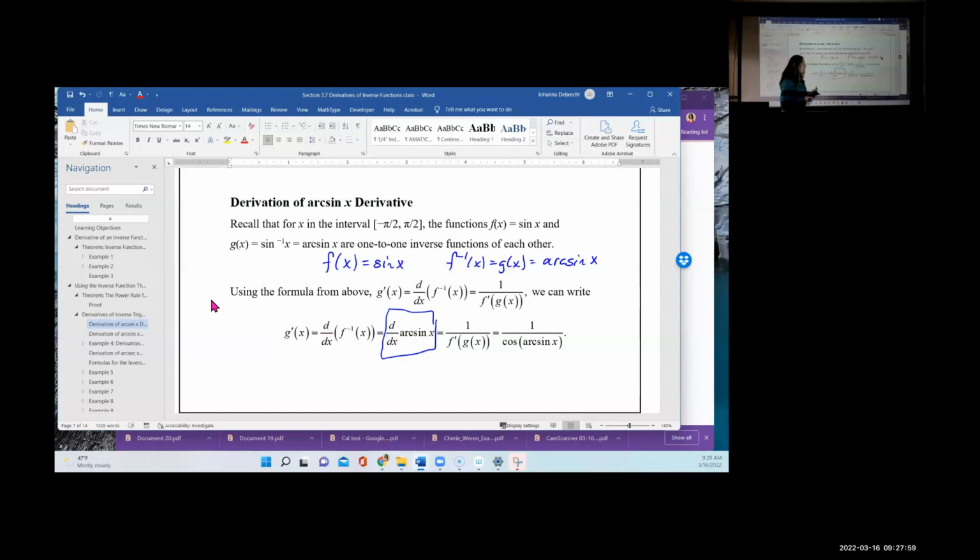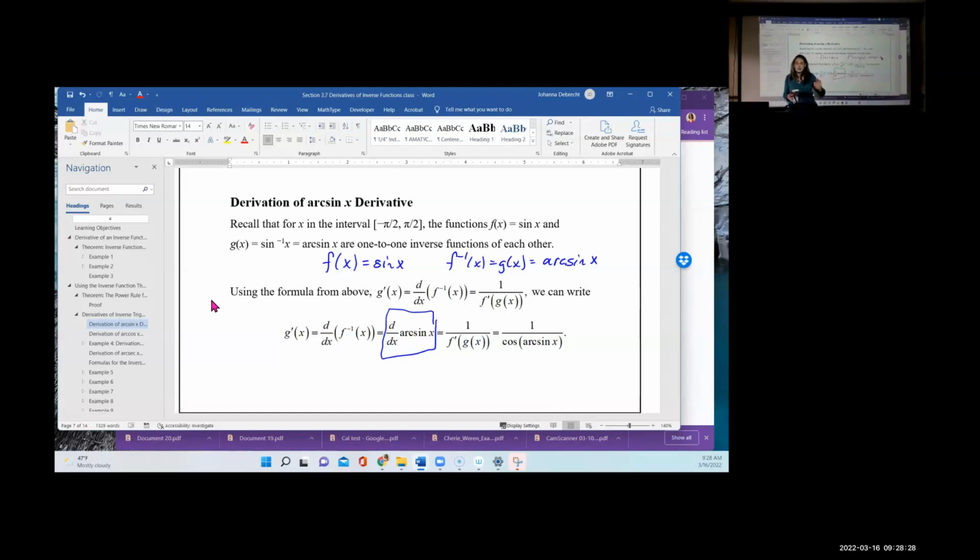Okay, so we apply the formula, which says take the derivative of the original function, which is sine, and the derivative of sine is cosine. And then in place of the variable x, substitute the inverse function arcsine of x. So hopefully this makes sense to you how we're using the formula to derive the derivative of arcsine of x, which is 1 over cosine of arcsine of x.